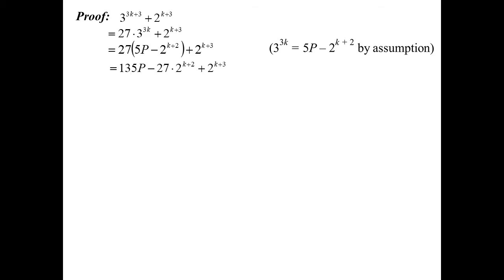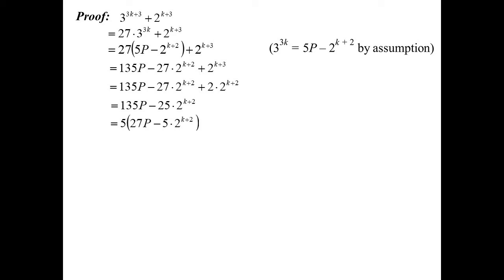Okay, well, 27 times 5, 135. I then have negative 27 lots of 2 to the power of k plus 2, plus 2 to the power of k plus 3. But hang on, that 2 to the power of k plus 3, I could rewrite as 2 times 2 to the power of k plus 2. So now, how many 2's to the power of k plus 2 do I have? Negative 25. 5 goes into negative 25, so we've got it.